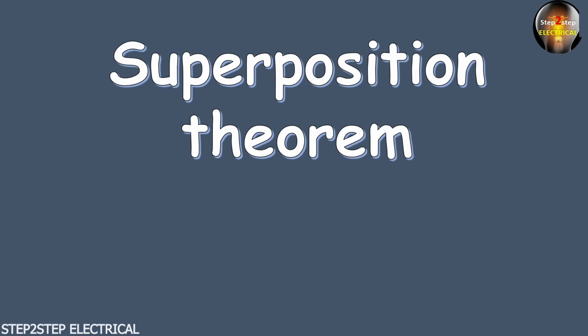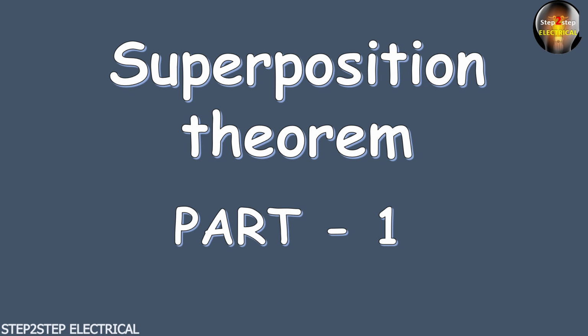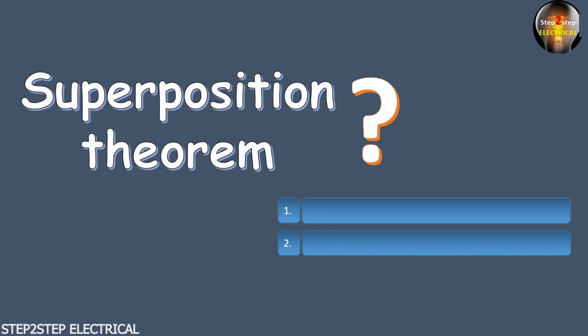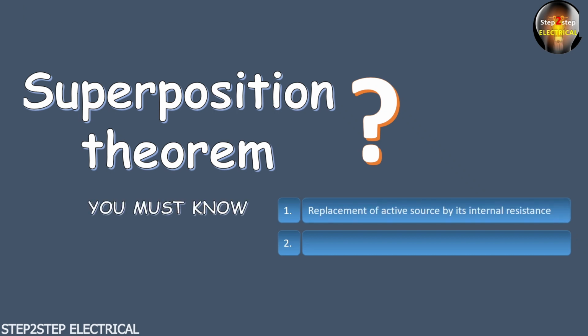Now we are here to discuss the superposition theorem, and this is the very first part of it. Okay, so let's start. Before starting the superposition theorem, you must know these two things. The first one is replacement of an active source by its internal resistance, and the next one is the current division rule. If you have a good command over these two things, then you can solve any numericals related to superposition theorem without making any mistakes.